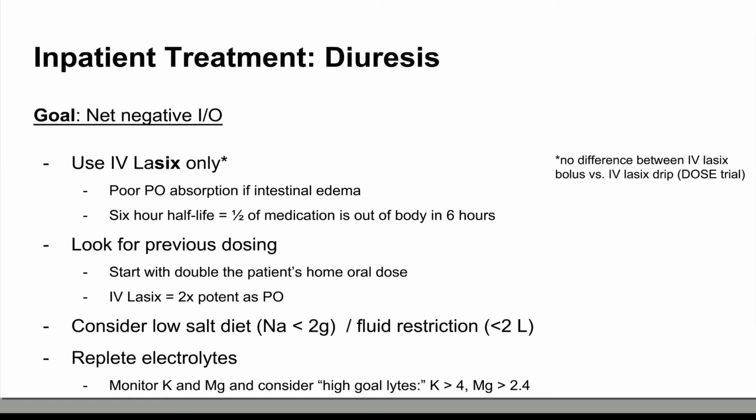And there are some that do these high goal electrolytes, meaning your goal potassium is greater than 4, your goal magnesium is greater than 2.4. This is again because the medicines that we're giving decrease potassium, decrease magnesium, and lower levels of potassium and magnesium can cause arrhythmias. That being said, there's really not a lot of great evidence for maintaining high goal lights.